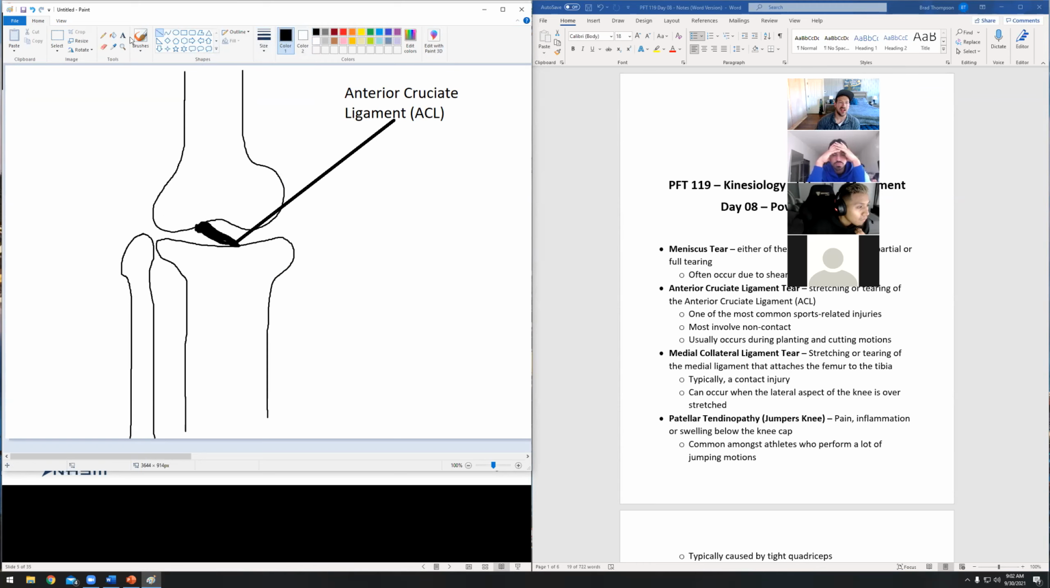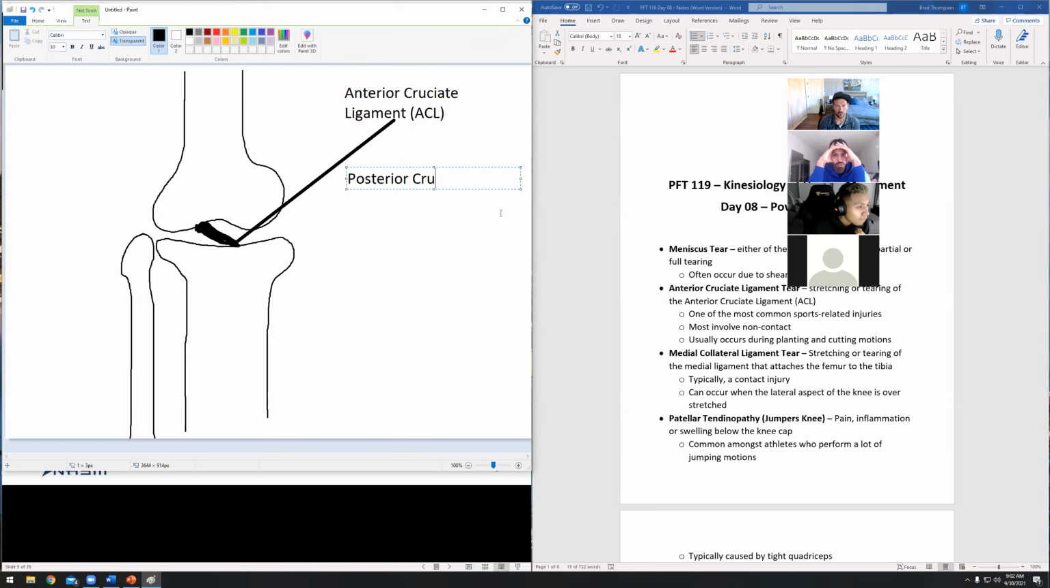Okay, so the PCL is your posterior cruciate ligament. By the way, you can always remember that these cross over one another by looking at the word cruciate. It is similar to the word that means crucifix on a cross, right? So these ligaments are not at an angle like this, they're at an angle like this. They cross over one another. So that's why they are the cruciate ligaments here.